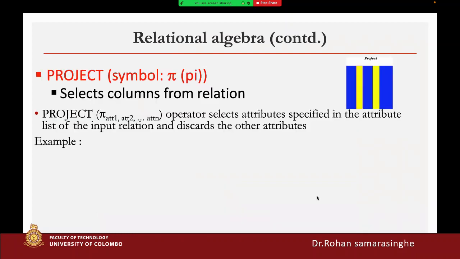Let's try project. The project symbol is called pi. It selects columns from the relation. So you can see that with project, you are going to select the columns, that is, attributes. The project operator with attribute 1, attribute 2, up to attribute n selects the attributes specified in the attribute list of the input relation and discards the other attributes. So we'll see.